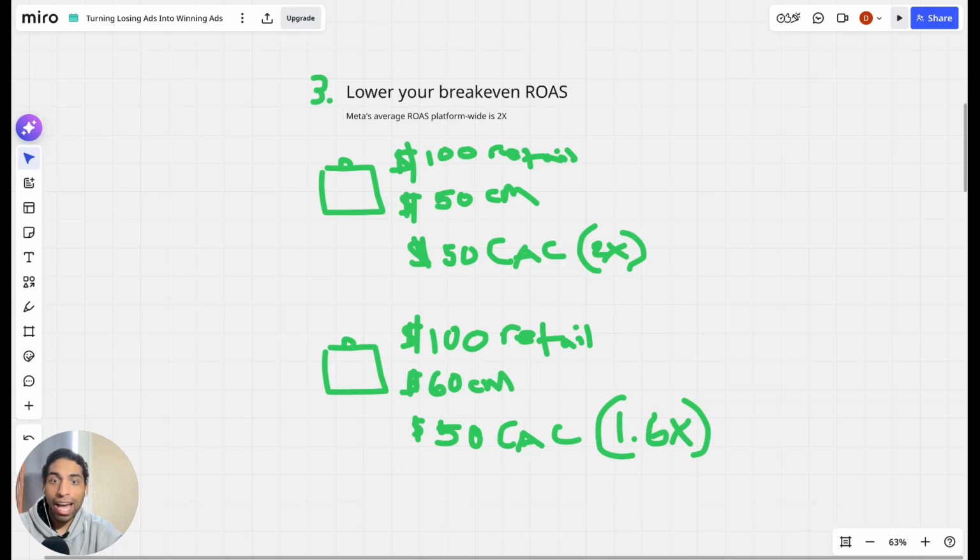For some categories it's higher, for some categories it's lower. For example, a lot of supplement brands that are purely subscription, some of them, the really big ones, can get it all the way down to like 0.5. That's not realistic for most people, but if you're at a 2x, it is probably realistic, depending on your category, to get it down to 1.8, 1.7, 1.6. It depends on what you're selling. But this is what you're actually trying to go after instead of just lowering your CAC.